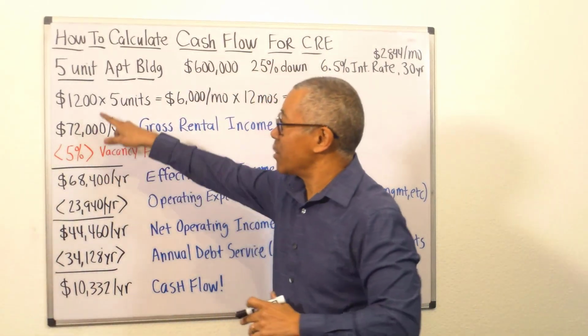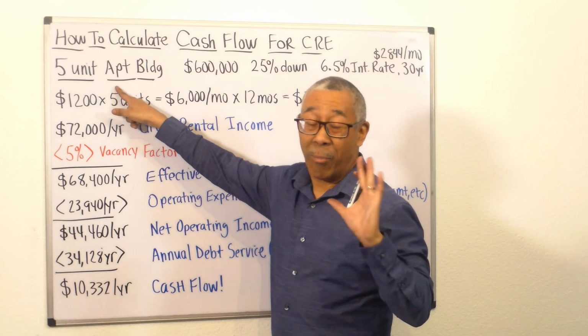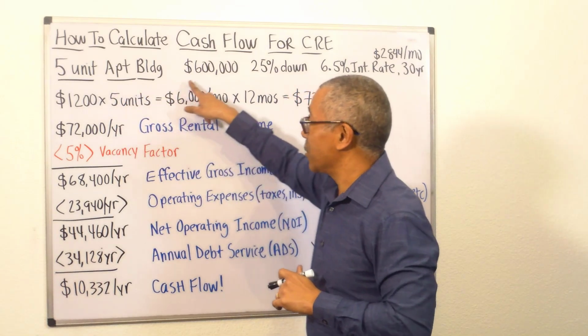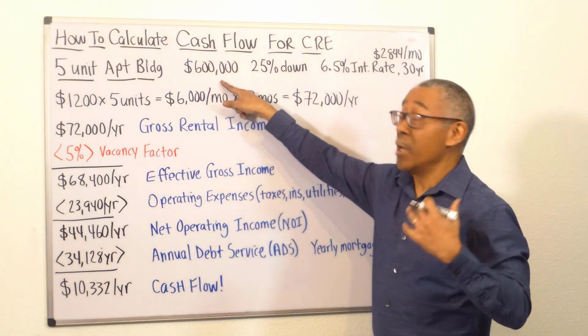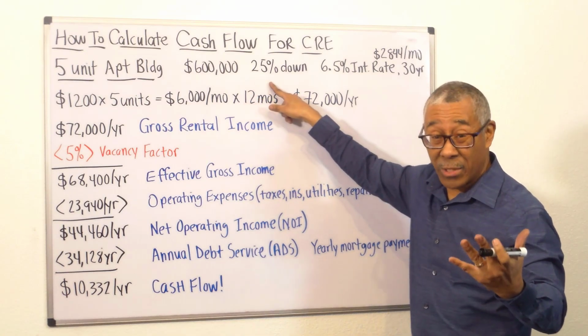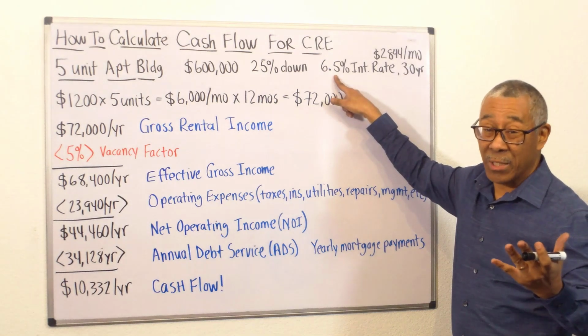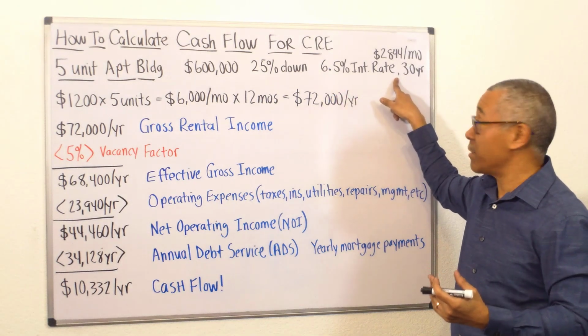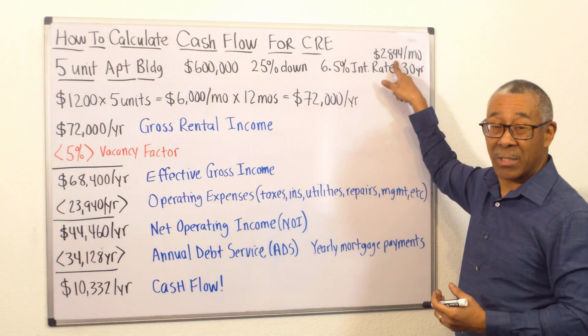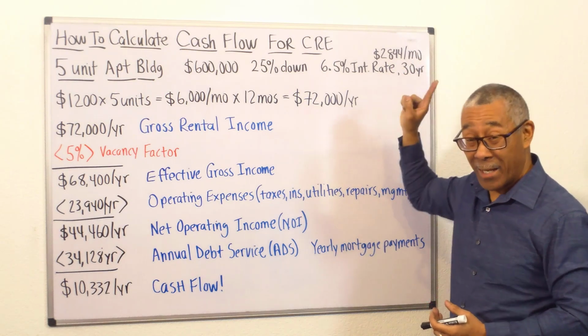All right, so we're going to start off with a 5-unit apartment building, okay? And the purchase price is $600,000. We're going to put down 25% as a down payment. We're going to finance the rest, 6.5% interest rate, amortized over 30 years. The payments are $2,844 per month. Okay, got that? All right.